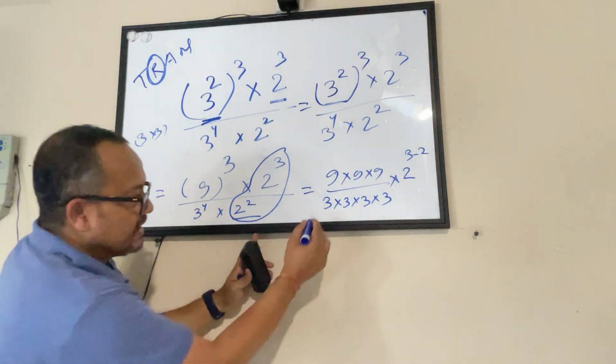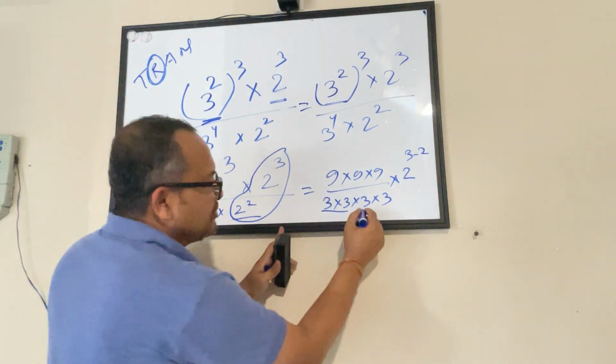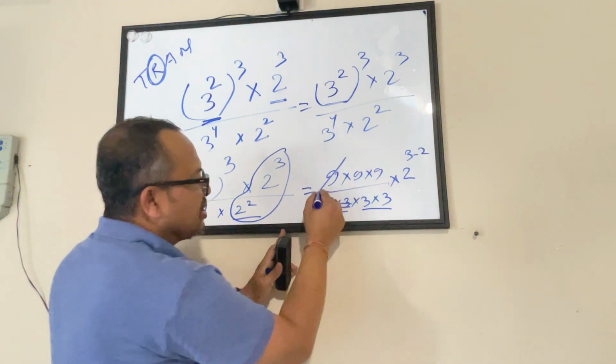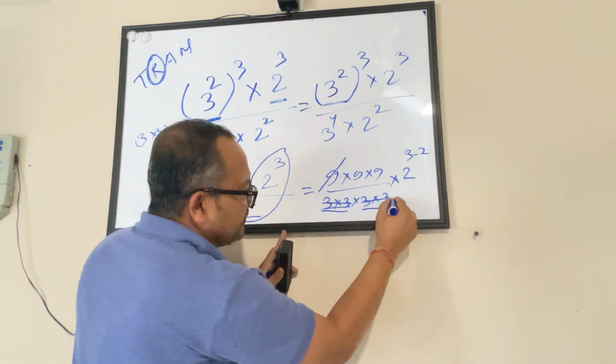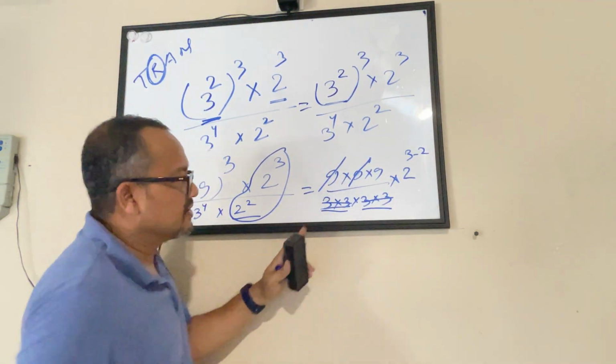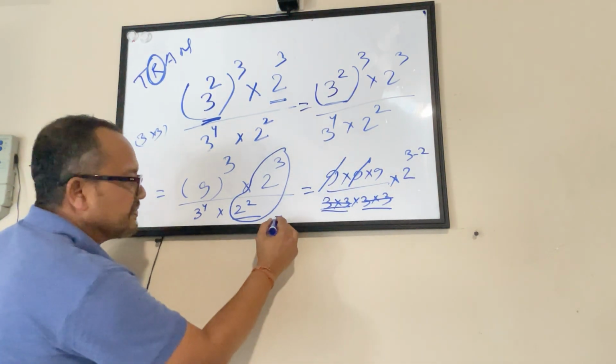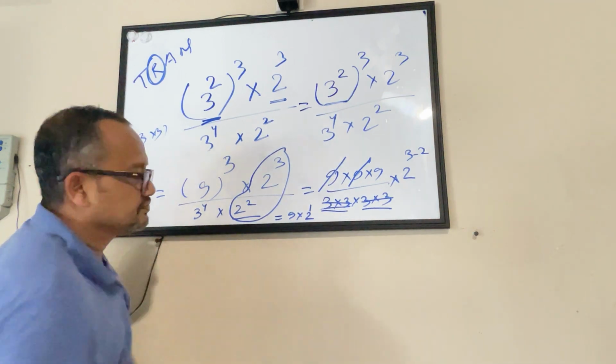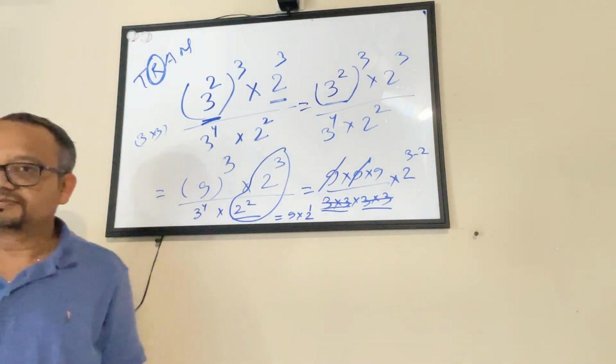Here 3 into 3 is what? 9. 3 into 3 is 9. I'll pick a pair of 3 into 3, knock off one 9. Pick another pair of 3 and 3, knock off another 9. What am I left with? I'm left with 9 into 2 to the power 3 minus 2, which is 1. Yeah?